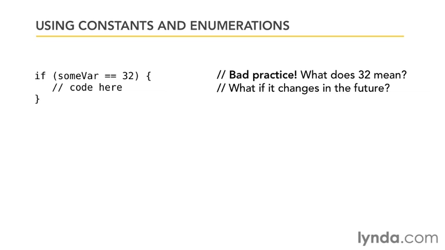Worse yet, what if it changes in the future? If I'm using this 32 value all over my program, I'm going to have to change it if for some reason in the future that 32 is no longer applicable and the test needs to test for some other number. Well, the way that we fix this problem is by using constants and enumerations. So we can write the same thing by writing if some var is equal to freezing, then the code runs.